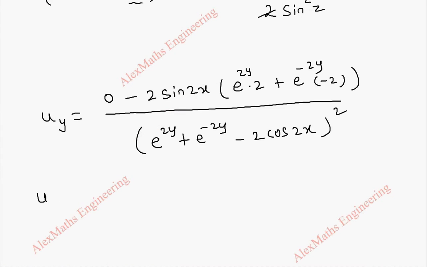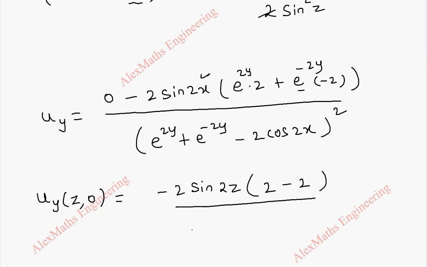Now once again we have to find u_y of (z, 0), and this becomes minus 2 sin 2z, and this is 2 e^0. e^0 is 1, so we can just write 2, and this is minus 2 because this is 1 and we have minus 2 whole division, e^(2y) + e^(-2y) - 2 cos 2x whole square. 2 minus 2 is 0, so totally this is 0.